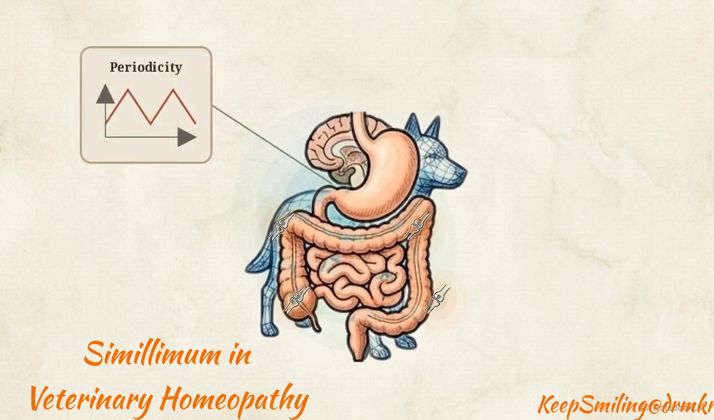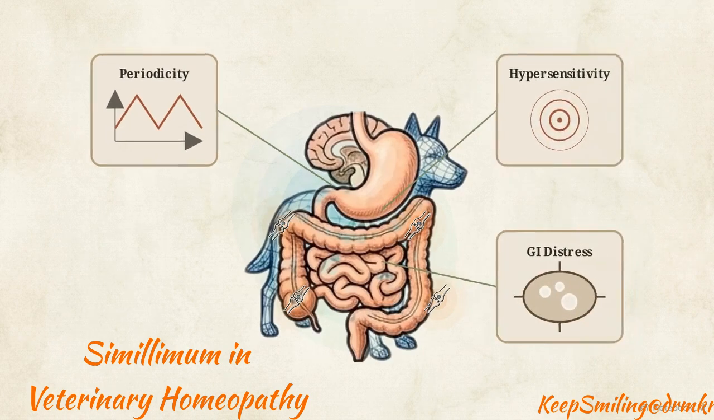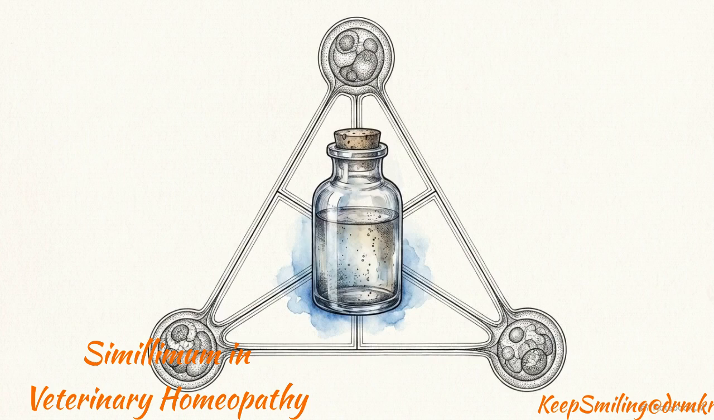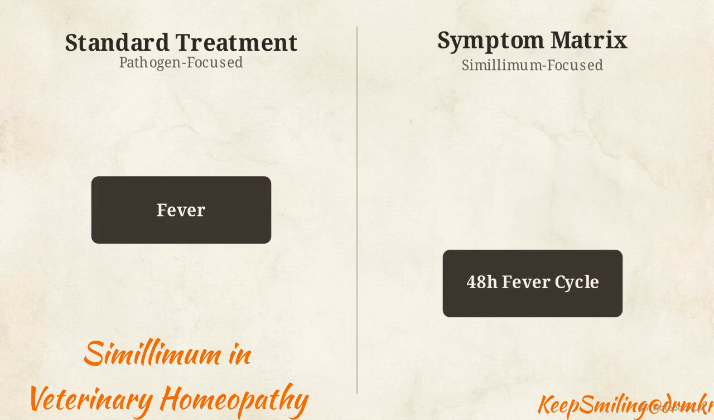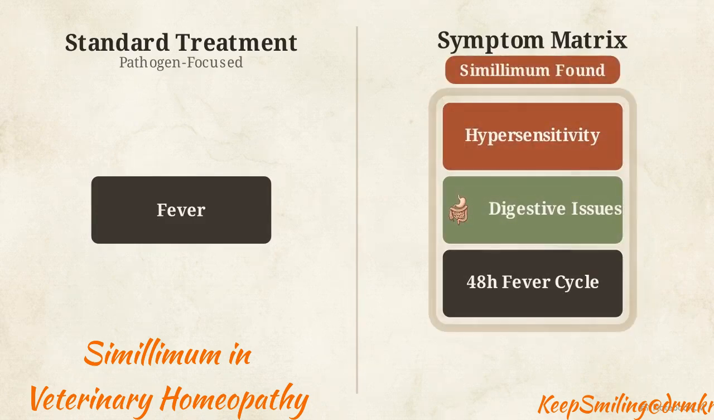The matrix identifies a specific fever cycle, a bloated abdomen, and hypersensitivity to touch. These combined indicators point directly to caninum sulfuricum. A standard treatment might ignore the digestive or tactile symptoms, but this framework requires addressing all three.